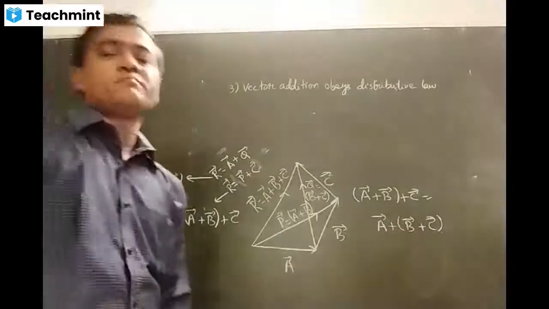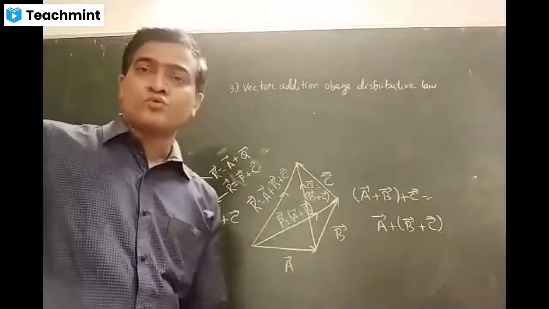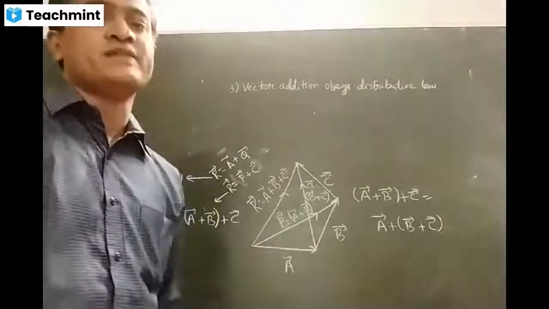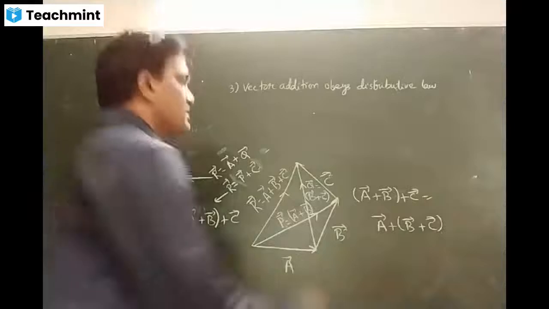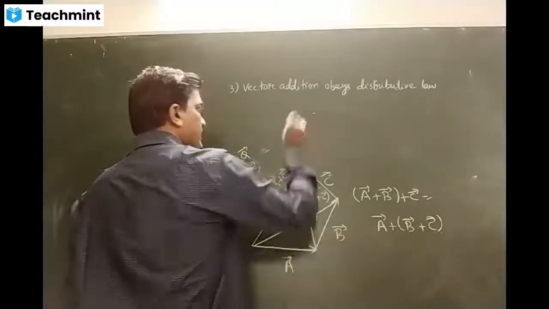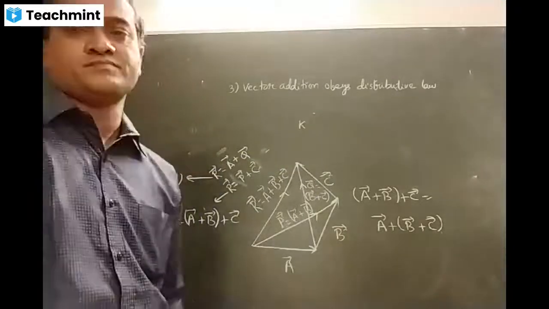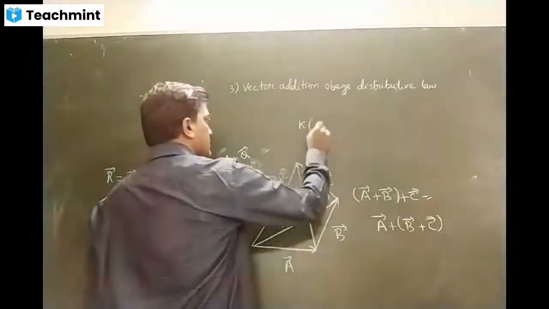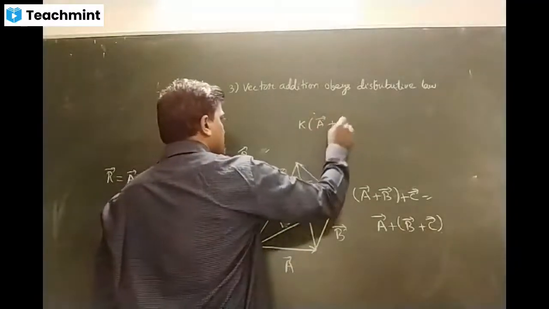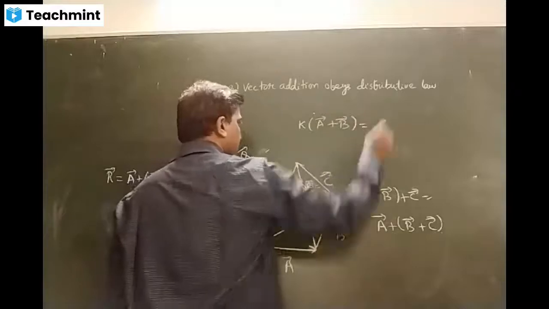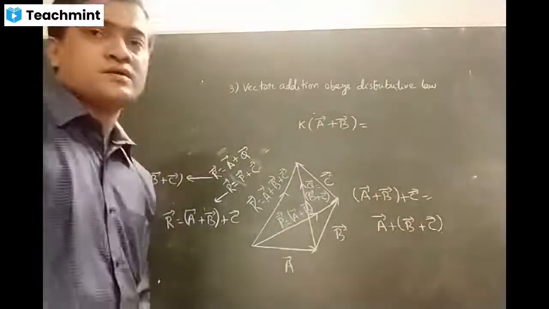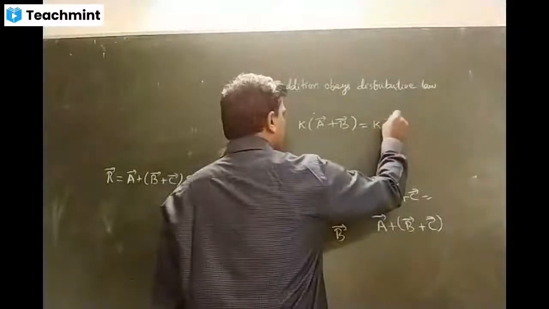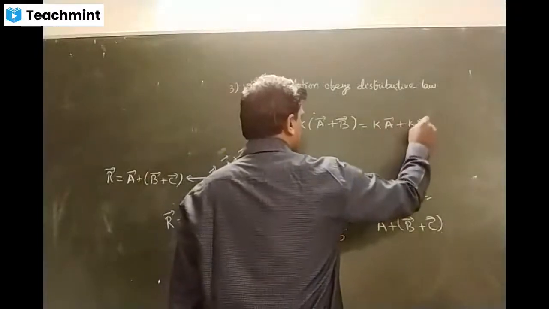How? If I sum up two vectors A bar and B bar, and if I multiply with a scalar quantity, any scalar quantity, for example, let me take K. K is a scalar. K is a number. Any number. K multiplied by A bar plus B bar can be written as K A bar plus K B bar.